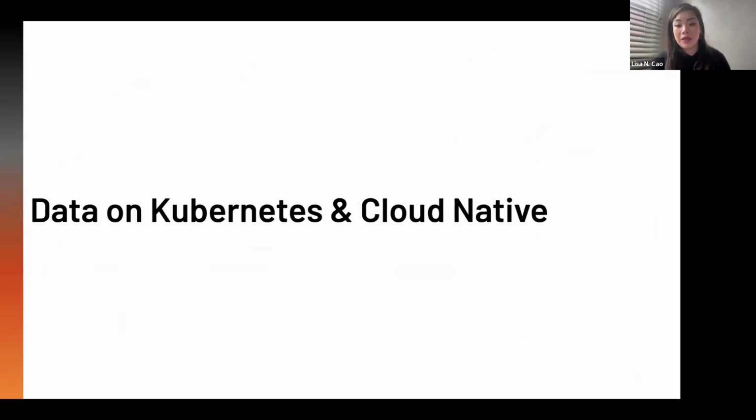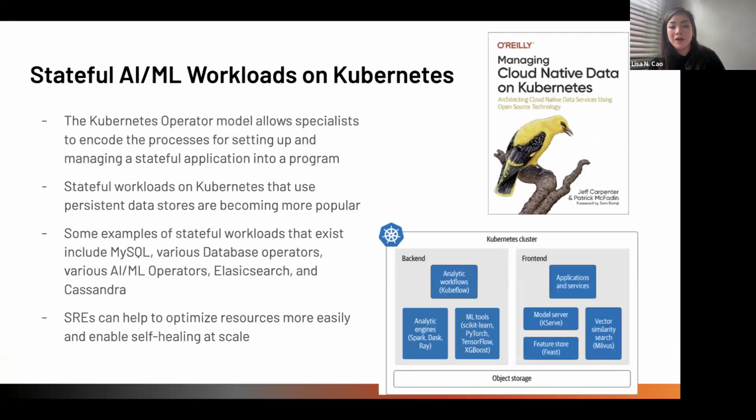Data on Kubernetes and cloud native data. Two friends of mine, Jeff Carpenter and Patrick McFadden, came out with this amazing book. They're both very big transactional guys. They worked on Apache Cassandra, and they came out with this book called Managing Cloud Native Data on Kubernetes. And I think it's a really great introduction to, if you're running stateful workloads on Kubernetes and thinking about deploying databases on Kubernetes, why there are some complications with that and how to do it correctly.